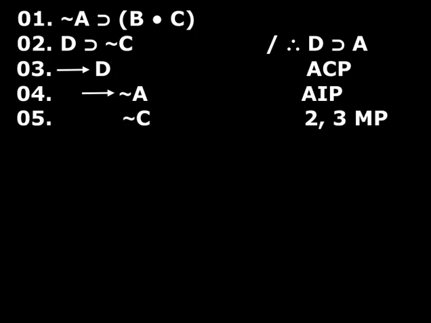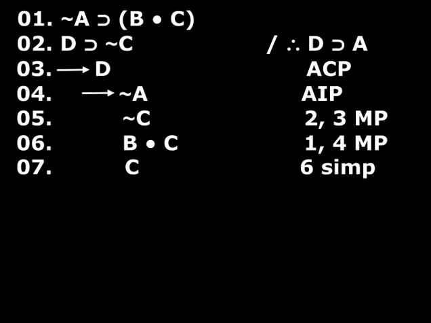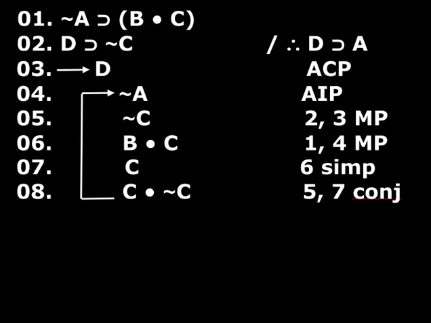Modus ponens on 2 and 3 to get not C. Modus ponens on 1 and 4 to get B and C. Simplify C off of line 6. Now I've got C at 7 and not C at 5, so I'm going to conjoin C and not C. There's my explicit contradiction.